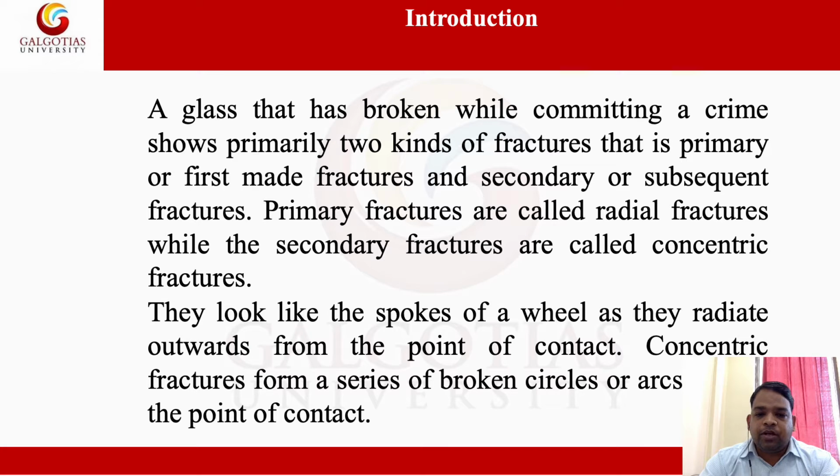A glass that has broken while committing a crime shows primarily two kinds of fractures, that is, the first-made fracture and secondary or subsequent fractures. Primary fractures are called radial fractures, while the secondary fractures are called concentric fractures. Radial fractures look like the spokes of a wheel as they radiate outward from the point of contact. Concentric fractures form a series of broken circles around the point of contact.